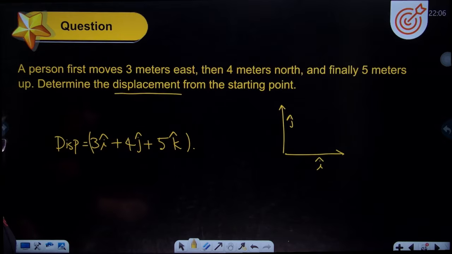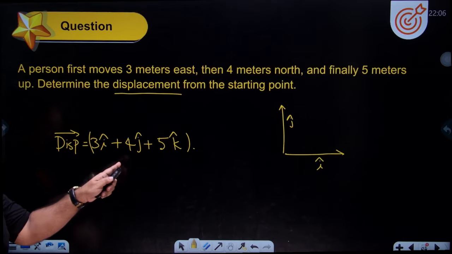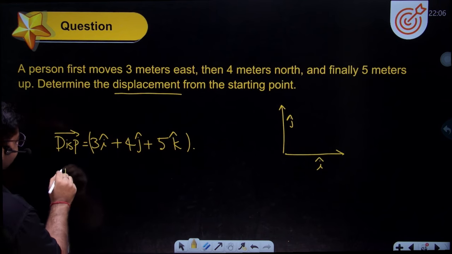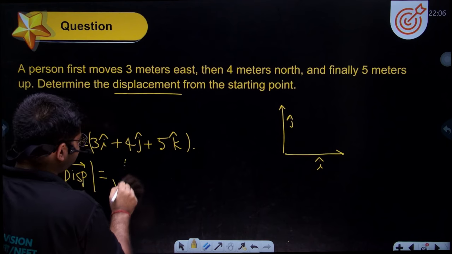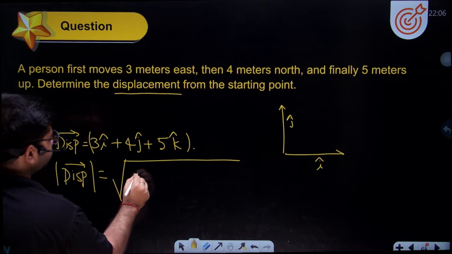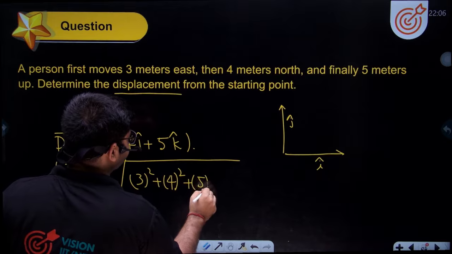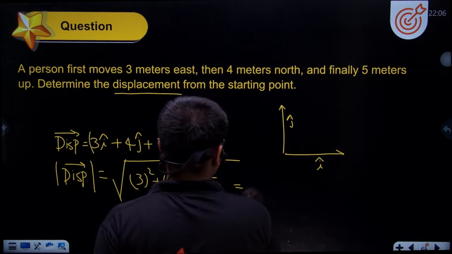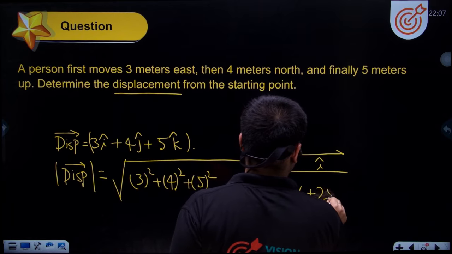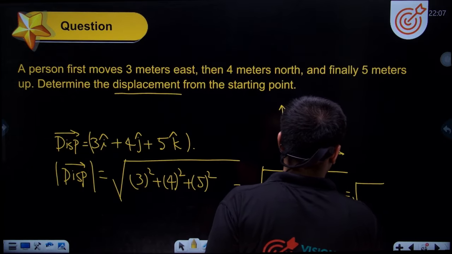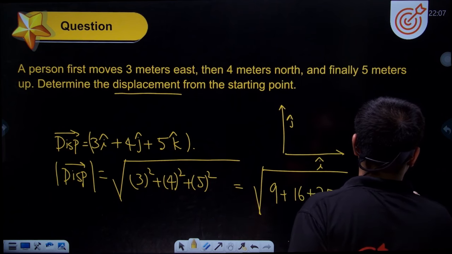Now if that is so, this is the displacement vector. So this entire is a vector 3 I cap plus 4 j cap plus 5 k cap. And what is going to be the magnitude of this displacement vector? You know that it is nothing but root over 3 square plus 4 square plus 5 square. So it is going to give you root over 9 plus 16 plus 25. So root over 25 plus 25 gives you root 50, and root 50 is 5 root 2.